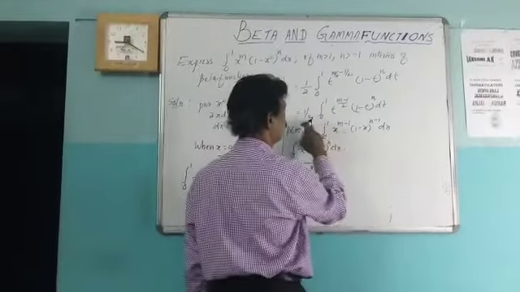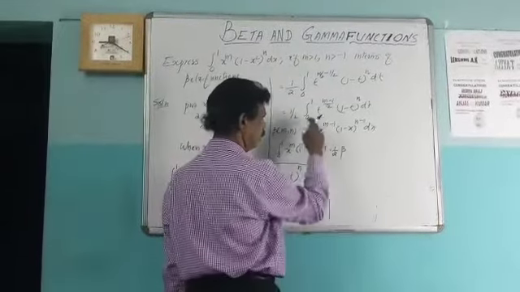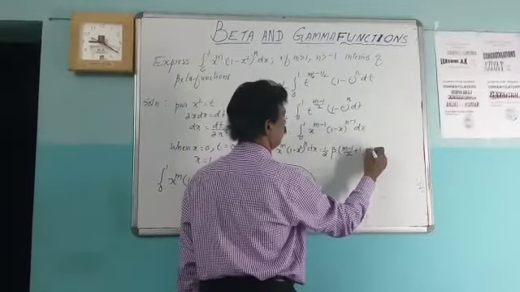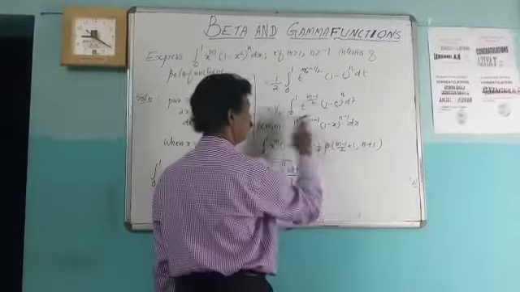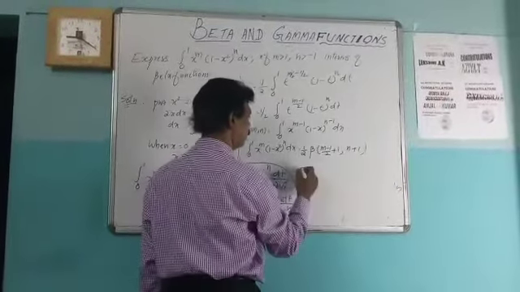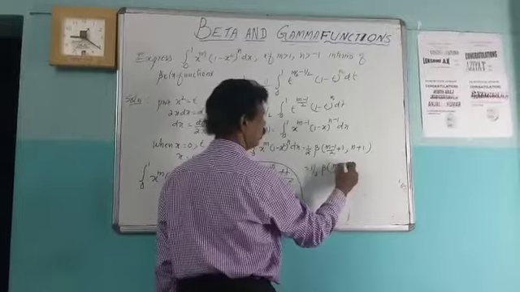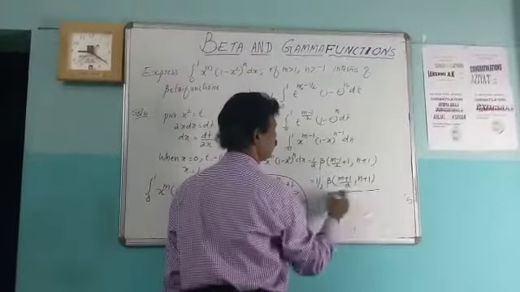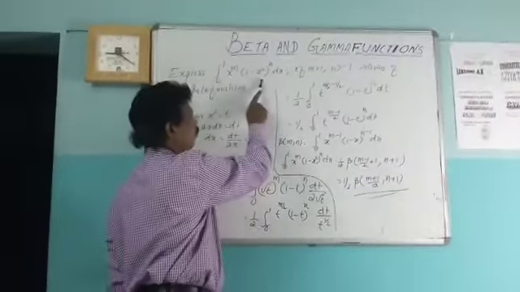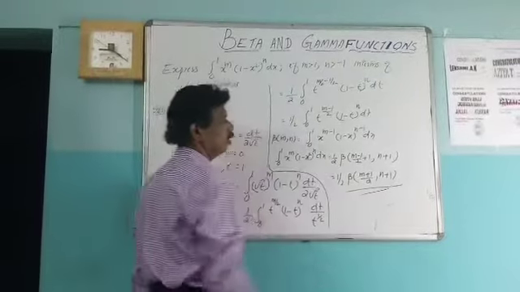is equal to 1/2 into beta function, beta of (m - 1)/2 plus 1, and again n plus 1. Similarly, that is equal to 1/2 into beta of (m + 1)/2, comma n plus 1. Okay, this is the answer. This is the expression: integral 0 to 1, x raised to m, (1 - x squared) all raised to n, dx equal to 1/2 into beta of (m + 1)/2 and n plus 1.